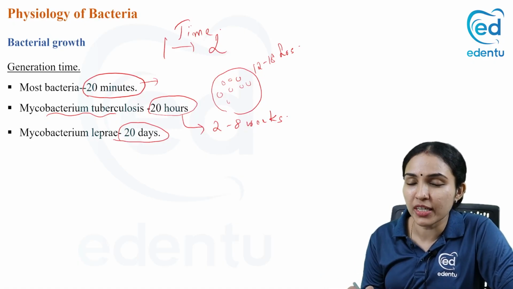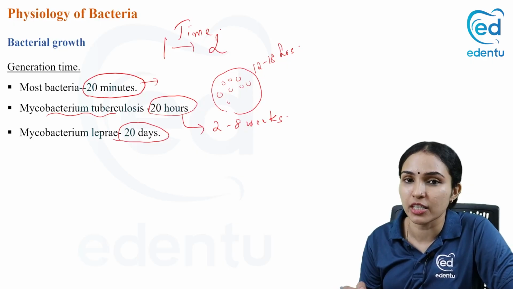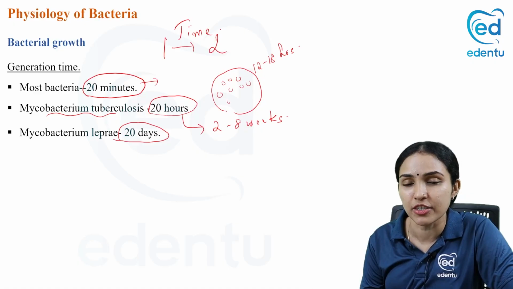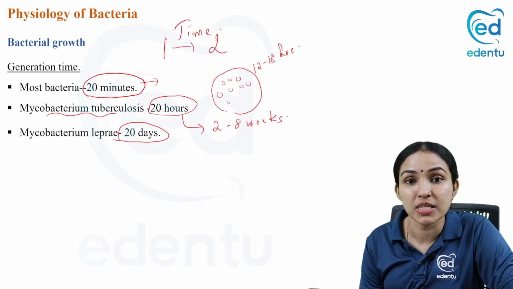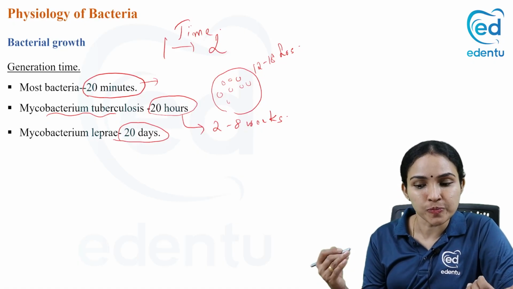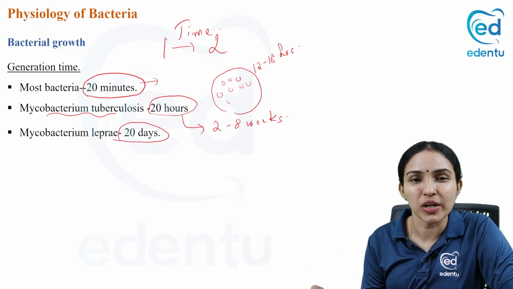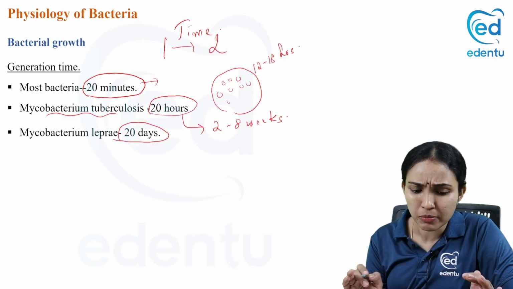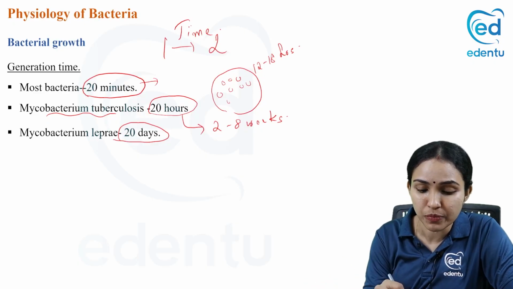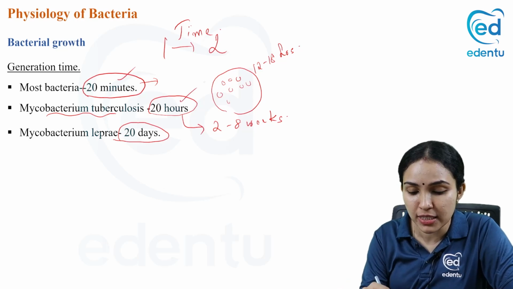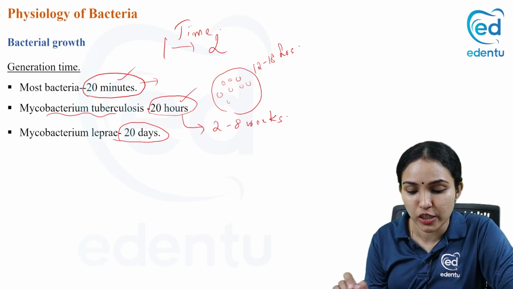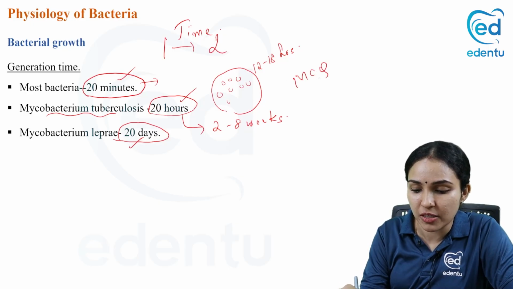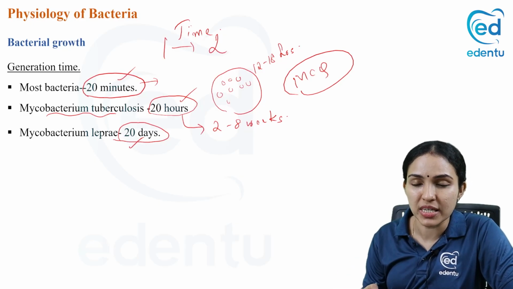And coming to leprae, you cannot cultivate leprae in any artificial culture medium. We are not able to do culture of leprae in any culture medium. And see, the generation time is 20 days. So if you want to isolate leprae bacilli, you have to inoculate them into animals, not into any culture medium. So just remember the different generation times: 20 minutes for most of the bacteria, 20 hours for Mycobacterium tuberculosis, and 20 days for leprae. Again, these generation times are an important MCQ. So please note that.